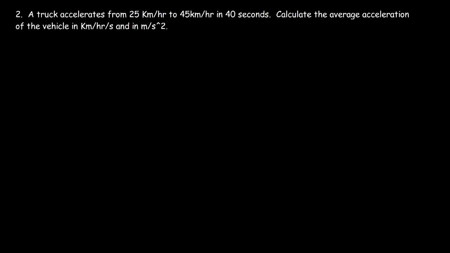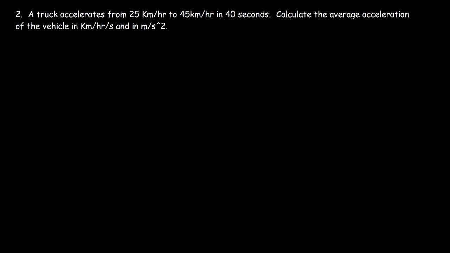Number 2, a truck accelerates from 25 kilometers per hour to 45 kilometers per hour in 40 seconds. Calculate the average acceleration of the vehicle in kilometers per hour per second and in meters per second squared. So go ahead and take a minute and work on this problem.